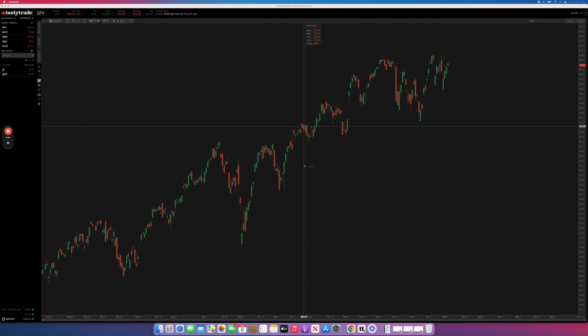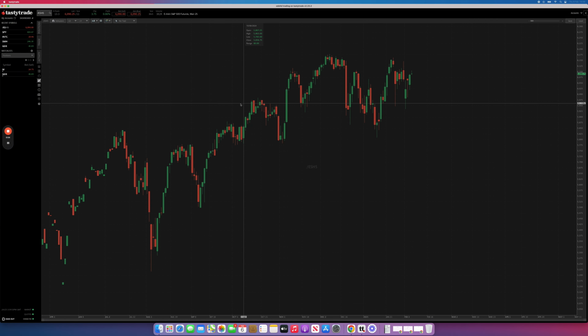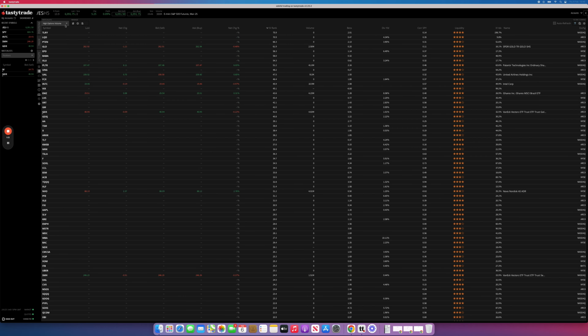So for example, we have SPY here. This is an equity. So let me show you the futures equivalent, which would be ES or /ES to be exact. And as you can see, it's basically the same thing, but in futures land. And a lot of times, equities have a futures equivalent, not always. And sometimes there's things that you can trade in futures that you can't really do with equities. So let's go straight into looking at some futures.